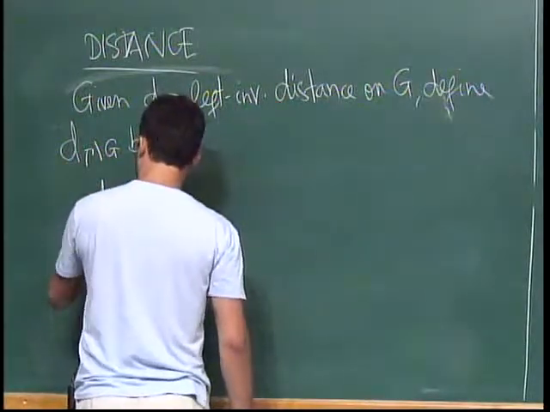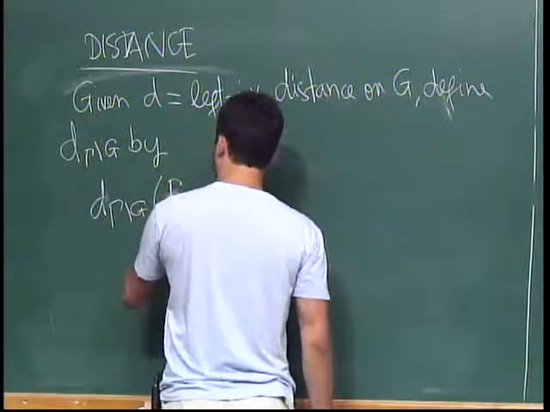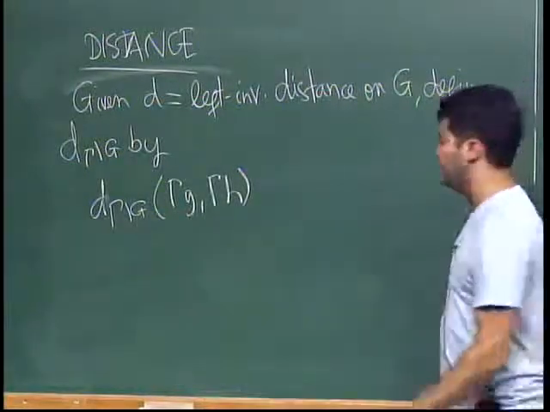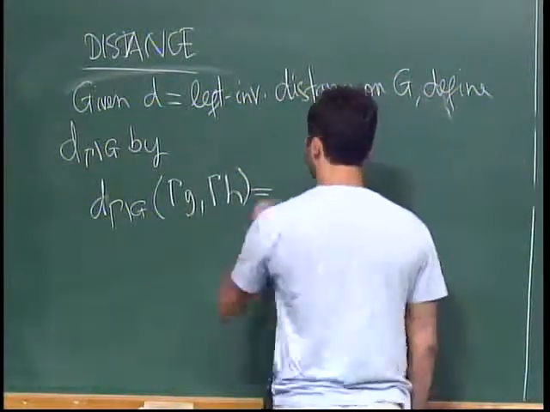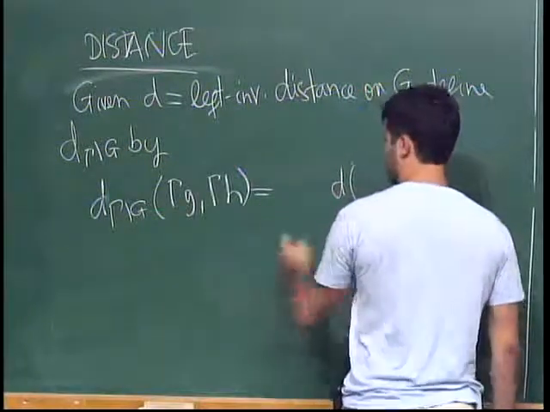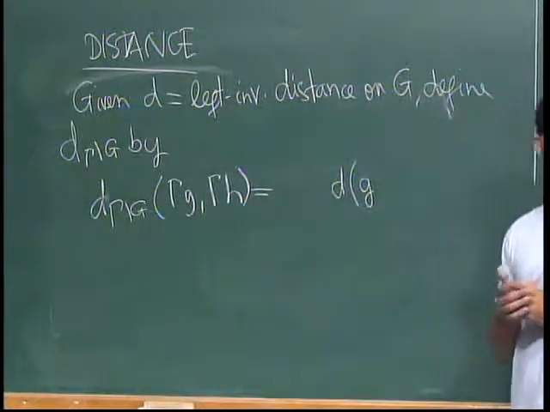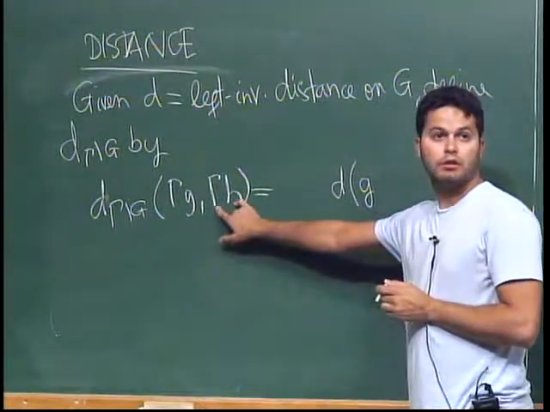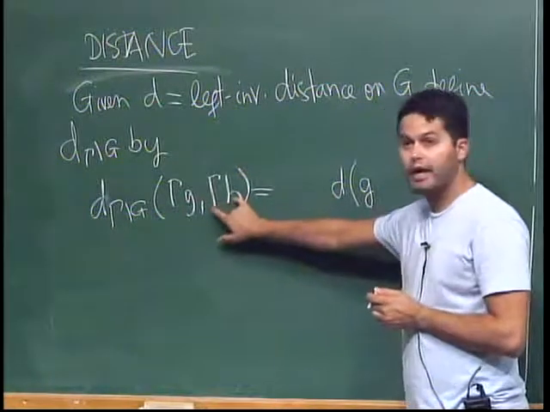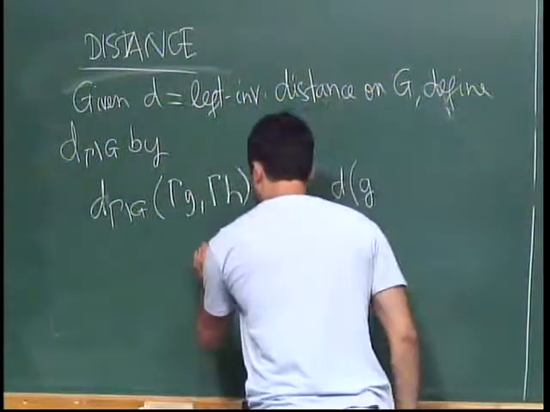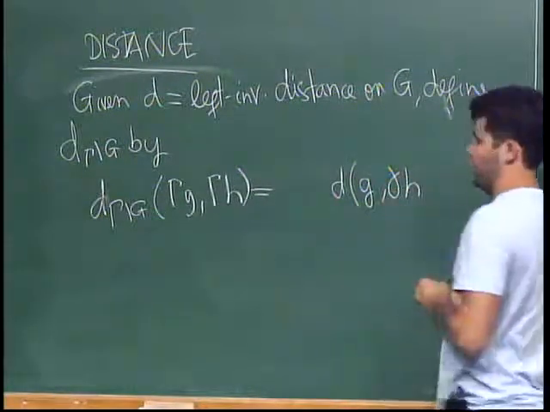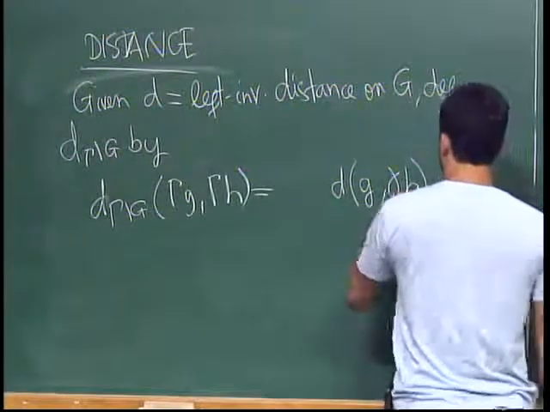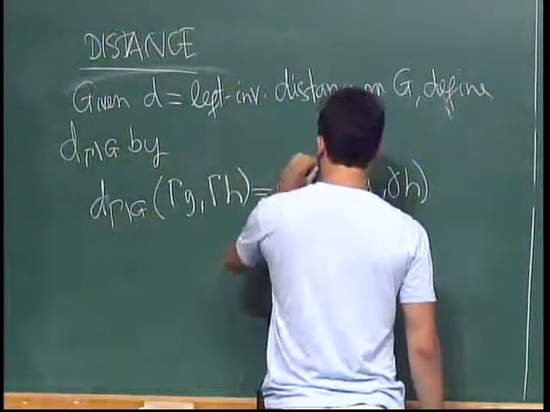The distance on the quotient takes two elements of the quotient and gives back a positive number. So how am I going to do this? I am going to fix one of the points, g, and run over all the possible representatives of this coset. What are the possible representatives of gamma h in the group G? Well, they are the elements gamma h, where gamma runs over all possible elements of gamma. So I'm going to consider the infimum of these.